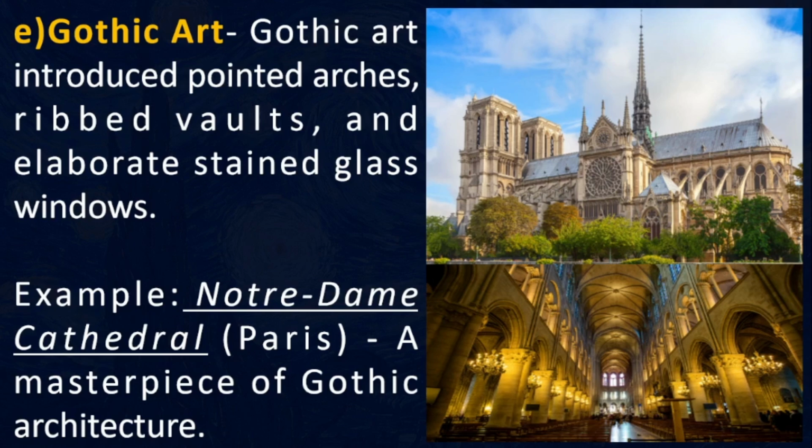E. Gothic art. Gothic art introduced pointed arches, ribbed vaults, and elaborate stained glass windows. Example, Notre Dame Cathedral, Paris. This masterpiece of Gothic architecture features soaring arches, stunning stained glass windows, and detailed sculptures. Its iconic facade includes intricate biblical scenes and gargoyles that serve both aesthetic and functional purposes. The cathedral's towering presence evokes a sense of spiritual transcendence.